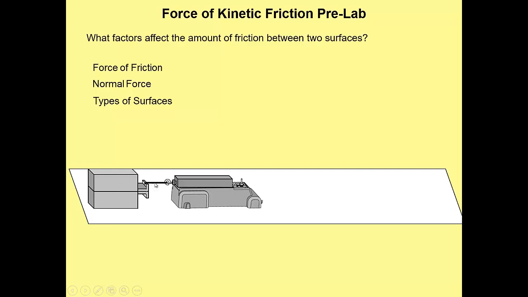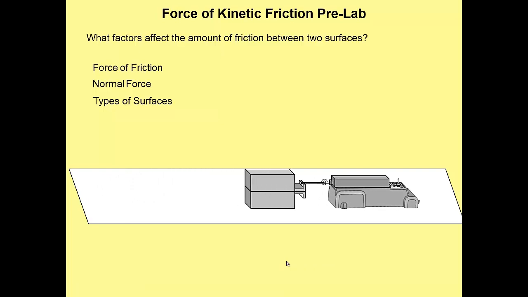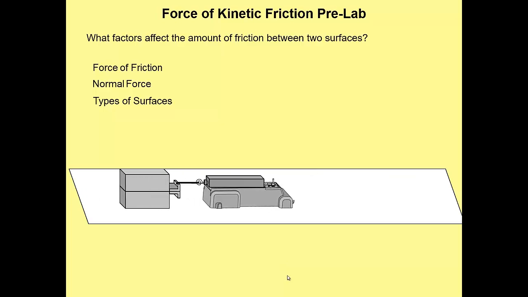Notice how the string here is horizontal, and it's attached to the top tray, not the bottom tray, to keep everything nice and horizontal. Remember that these force probes are unidimensional, so you can only pull on them in the direction that they're oriented, not at an angle. You won't get a true reading out of them. And when you hit the button over here, flip the switch, this is what it's going to look like. And notice, how is it moving? Constantly. It's not accelerating. It is moving at constant velocity.